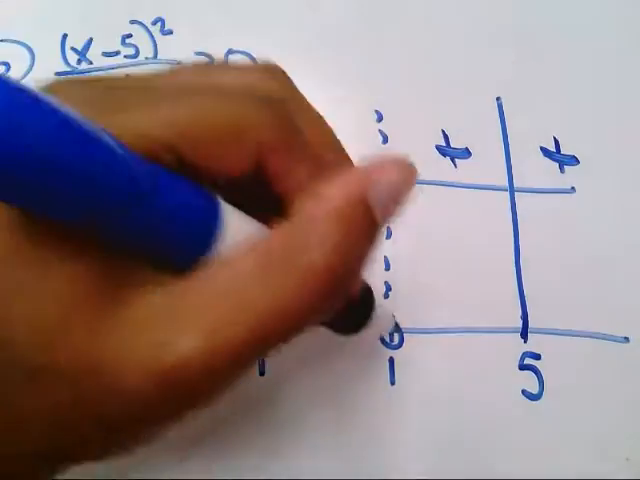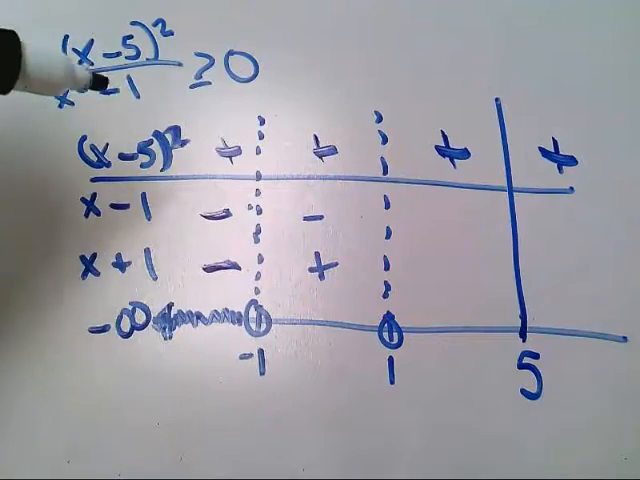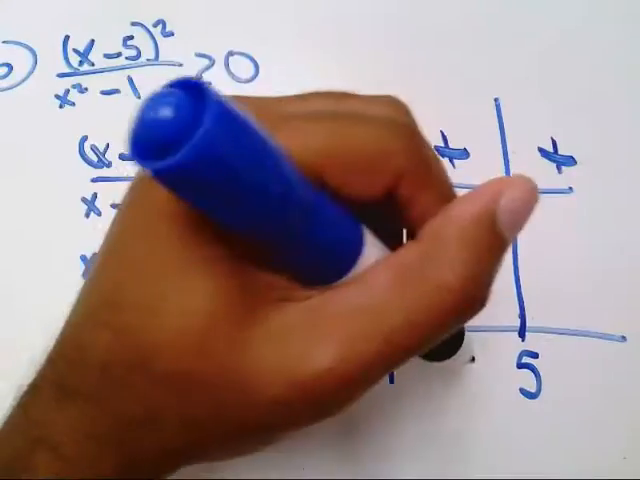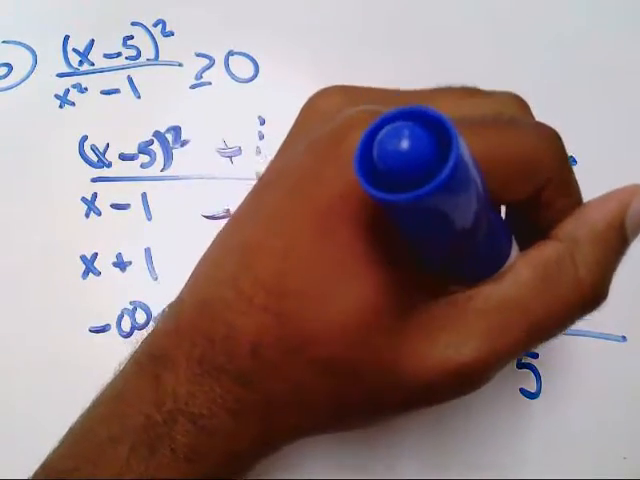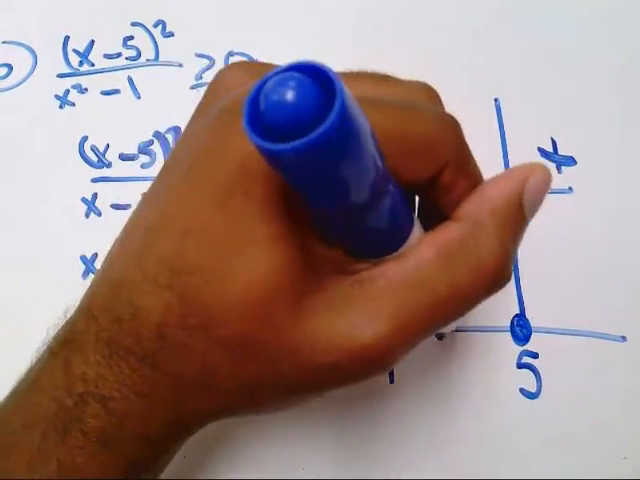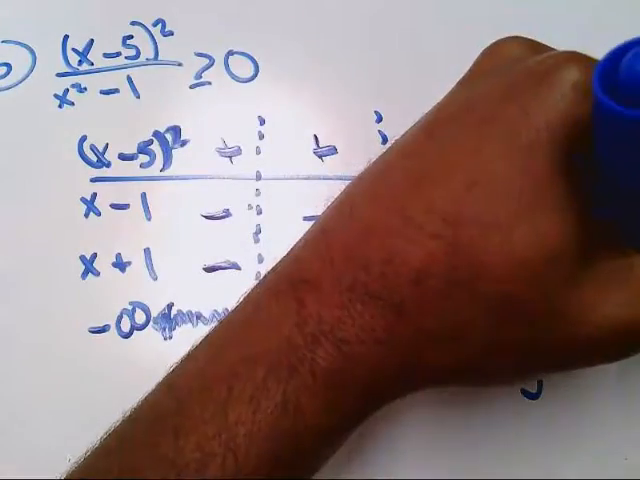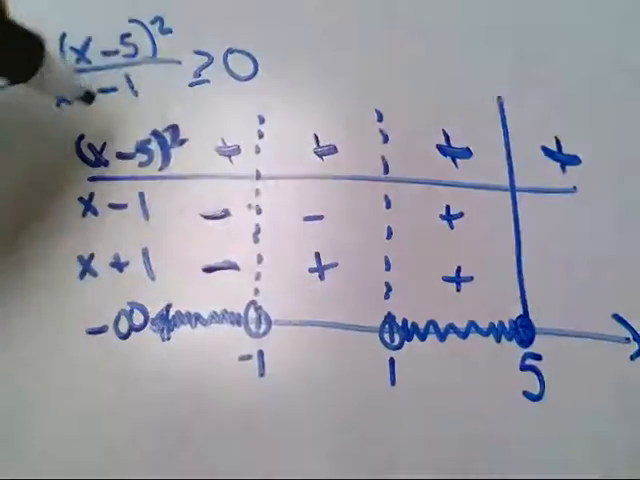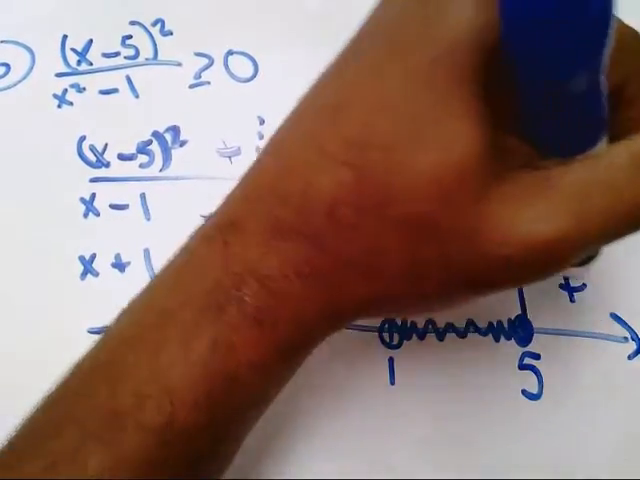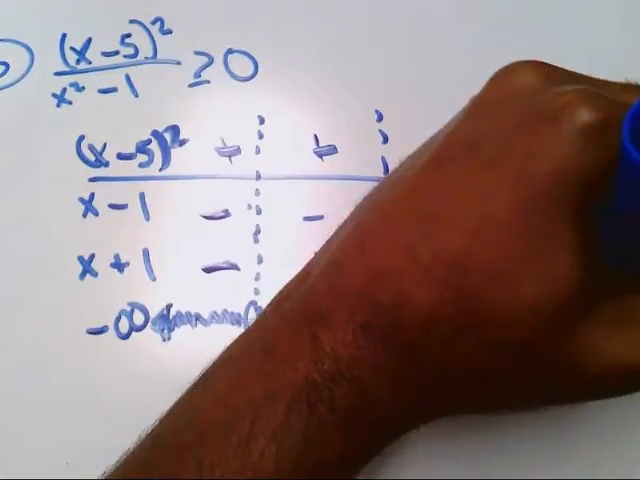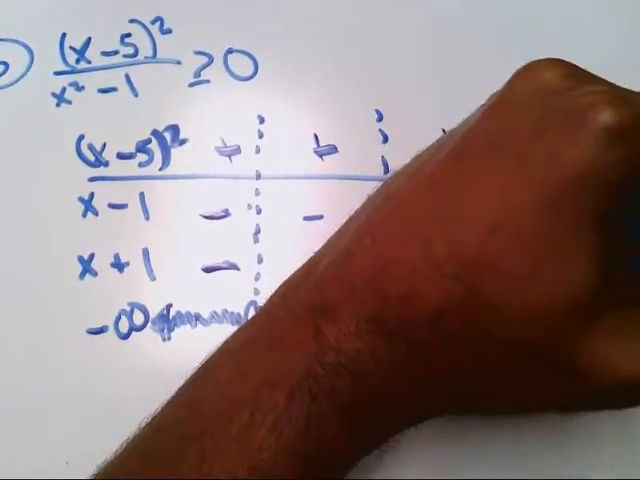Now, if we plug in a number that's between 1 and 5, like 4, this will be positive. 4 plus 1 will be positive. So we have another positive section here. So we're shading. And if we plug in a number greater than 5, like 10, going out towards infinity now, these are also all going to be positive. So we continue shading through the 5, going all the way to positive infinity.